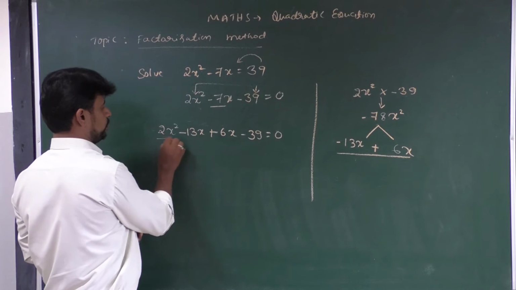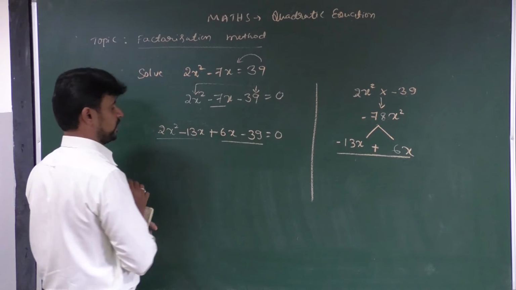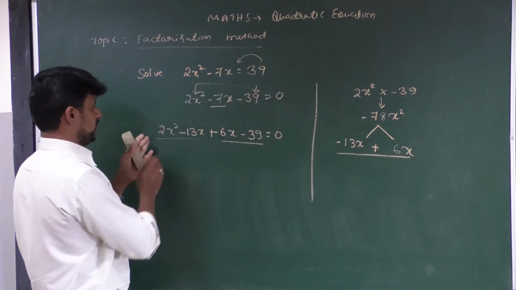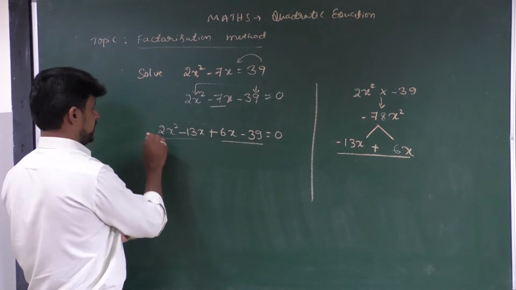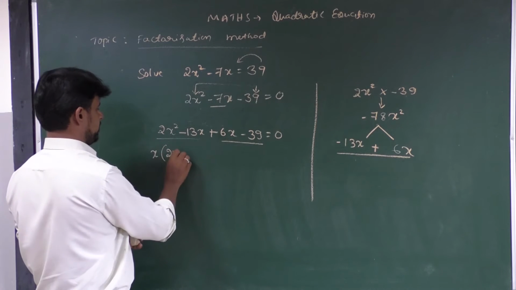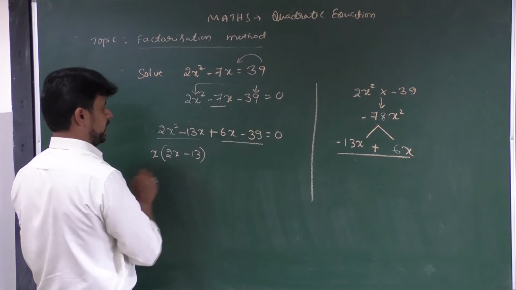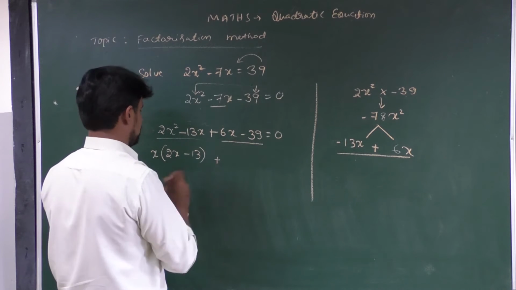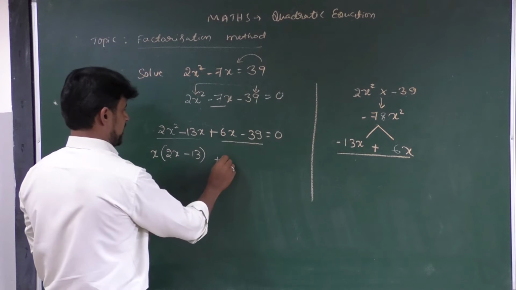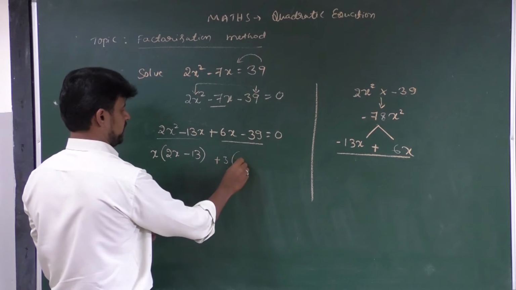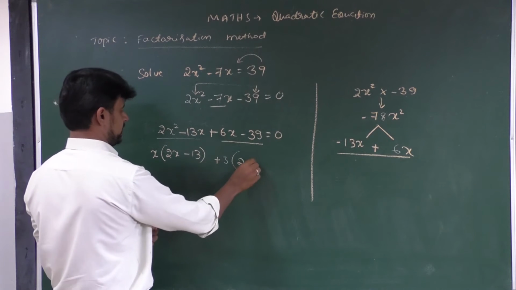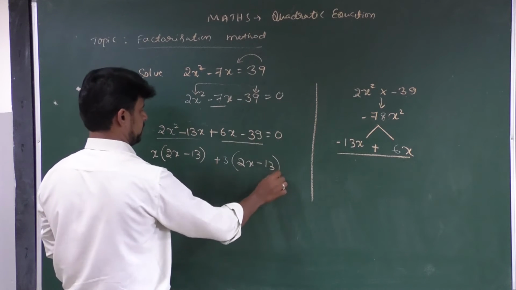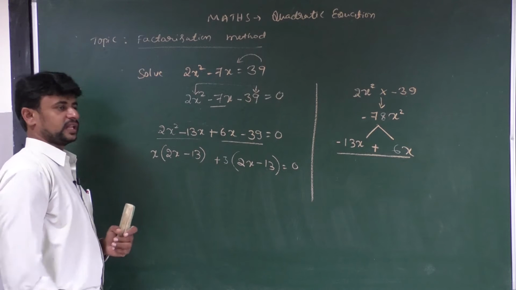Take common, group the terms. After grouping, you have to take the common. Here we have only x as common. If you take x as common, the remaining terms are 2x minus 13. Here also you can take 3 as common. If you take 3 as common, 3 2s are 6, x minus 13, 13 3s are 39, equal to 0.